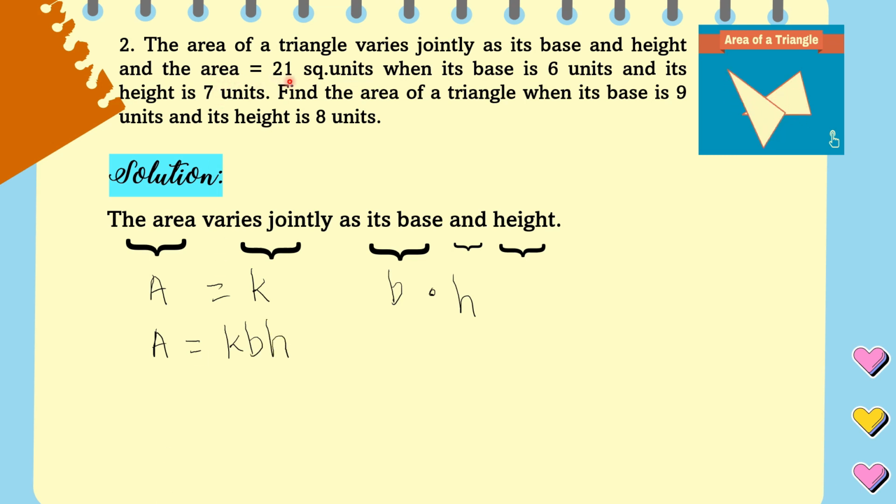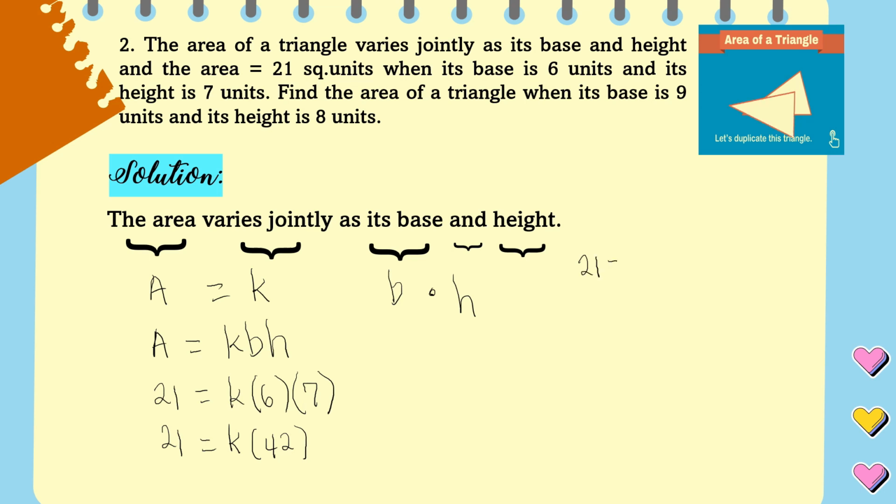Now, if the area is 21 square units, we substitute 21 to A, the base is 6, so we substitute 6 to b, and the height is 7, so we substitute 7 to h. So 21 equals k times 6 times 7, which is 42, so 21 equals 42k. To solve for k, we divide each side by 42.